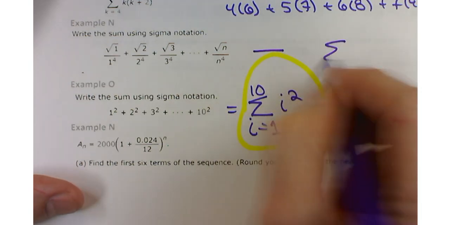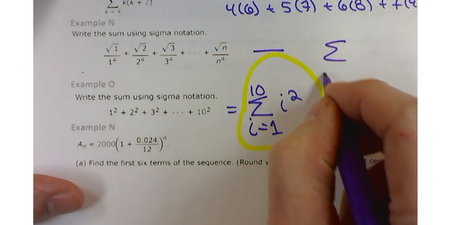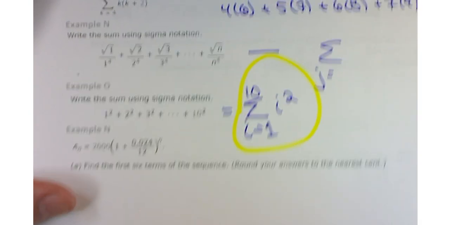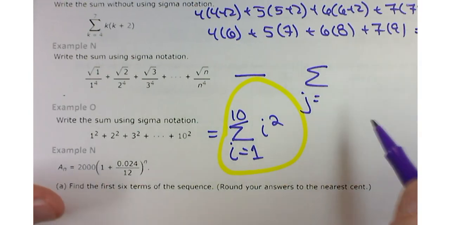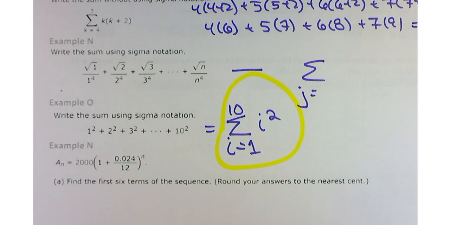So sum from, and let's use J this time, J equals something, etc. See if you can figure out how to write this one with your summation notation.